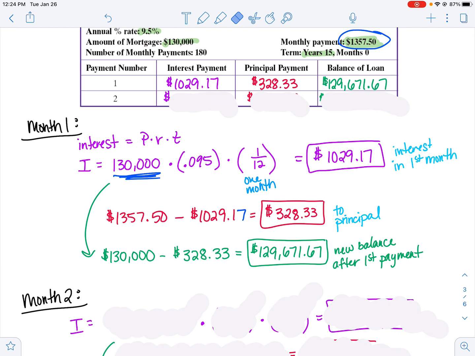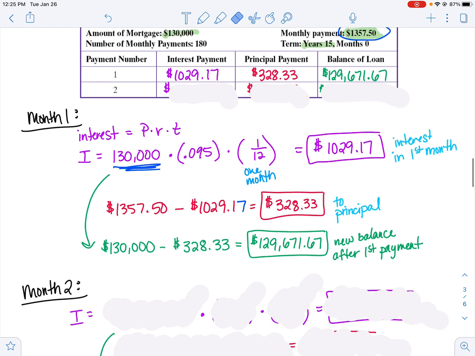All right, we're going to do it again for month number 2. So let's see if you can pause the video and use that same process to figure out what your interest amount will be on the second month. Now be careful, your principal amount, your loan amount has changed a little bit. It's not $130,000 anymore. Remember, we've paid off a little bit. So use that new loan balance to figure out what your interest is, figure out then how much went to your principal, and then figure out your new loan balance after you make that second payment.